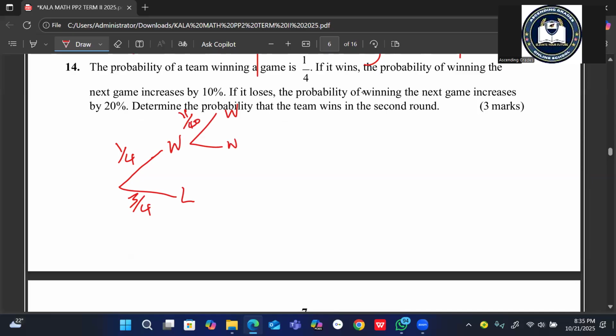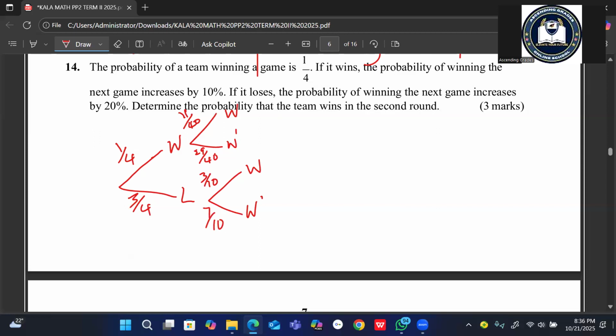So the other probability becomes 1 minus 11 over 40, which is 29 out of 40. If it loses, this is it. The probability of winning the next game increases by 20%. So when you increase 3 over 4 by 20%, it gives you 3 over 10. So the other one means that it is 1 minus 3 over 10, which gives you 7 over 10.